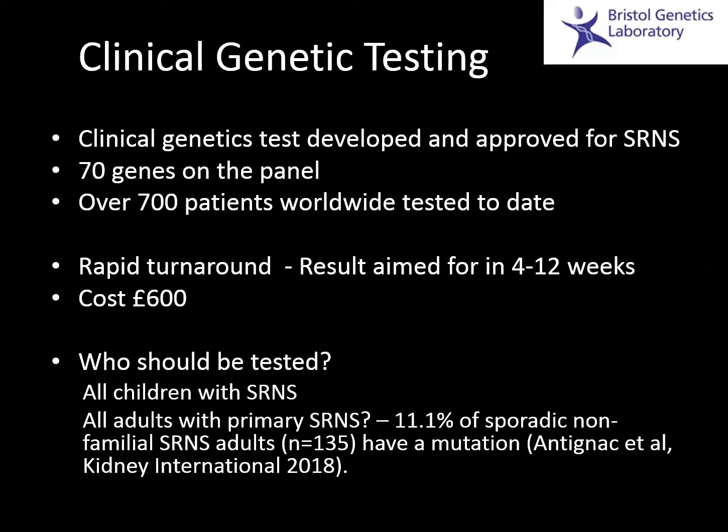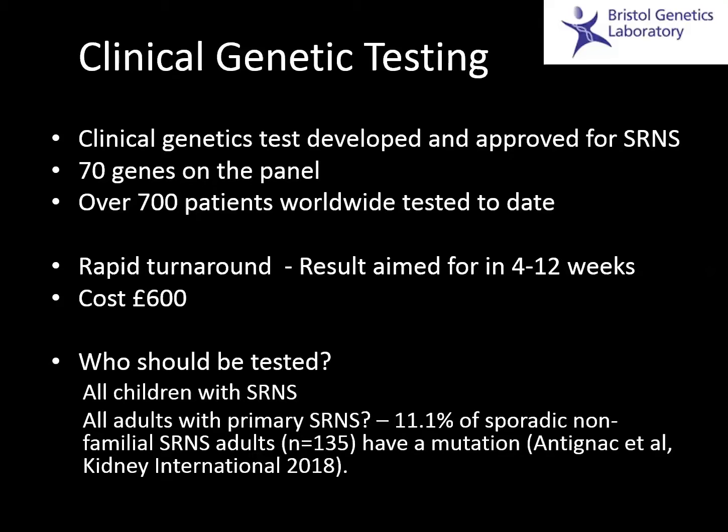And clearly, where we've shown that a third of children with SRNS have mutations, then it makes absolute sense that all children with SRNS should be tested. And that's now become part of our clinical algorithm in pediatrics. What about in adults? It's a slightly more difficult question, and it'd be interesting to know what your experience is in adult nephrology at the moment.